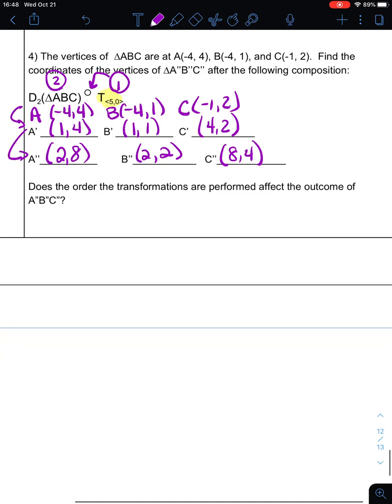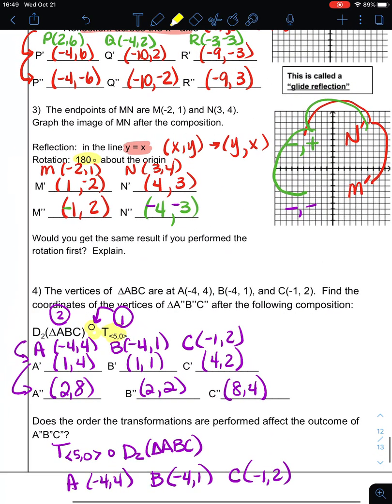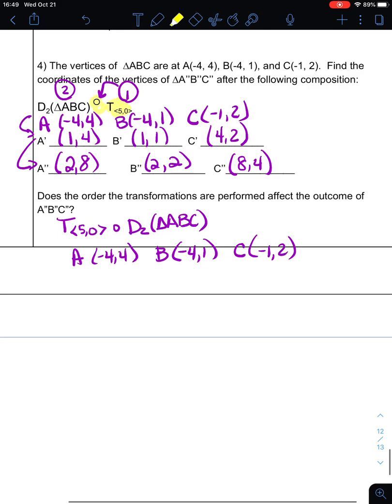Okay. So the question is, does the order matter? Well, I already alluded to that. So if I were to do this in the opposite order, let me show you what happens. My A was at -4, 4. My B was at -4, 1. And my C is at -1, 2. If I dilate it first, because remember we go in the opposite order when it's written in this notation. Only when it's written in this notation. Only when you see that dot do you do this. Notice every other time I did it in the order that it was written in the problem. This dot is the only reason that we're doing things backwards.